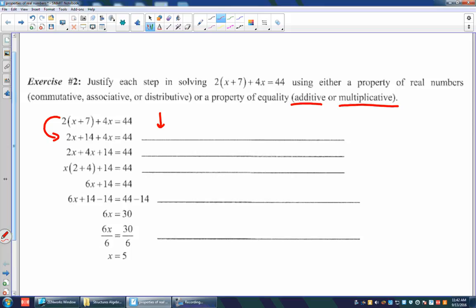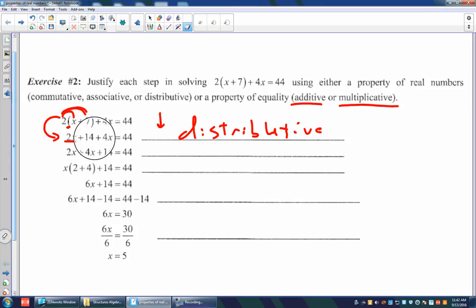If you notice, the parentheses disappear and the numbers change. That is distributive. We distributed the 2 times x is 2x, the 2 times 7 is 14. These stayed the same. Now, we're going to examine the next two lines.